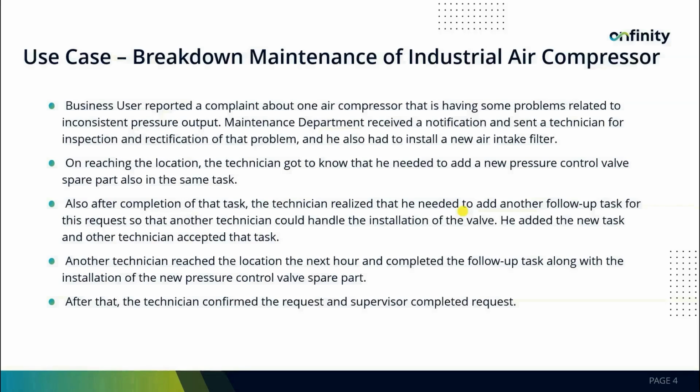Named Breakdown Maintenance of Industrial Air Compressor, a business user reported a problem with one air compressor. The issue was that the pressure was inconsistent. Sometimes it is too high or too low. After the complaint was registered, the maintenance department got a notification. They sent a technician to the site to inspect and fix the problem.